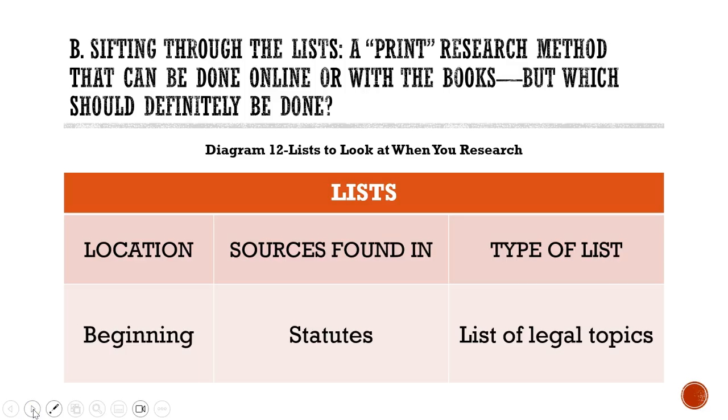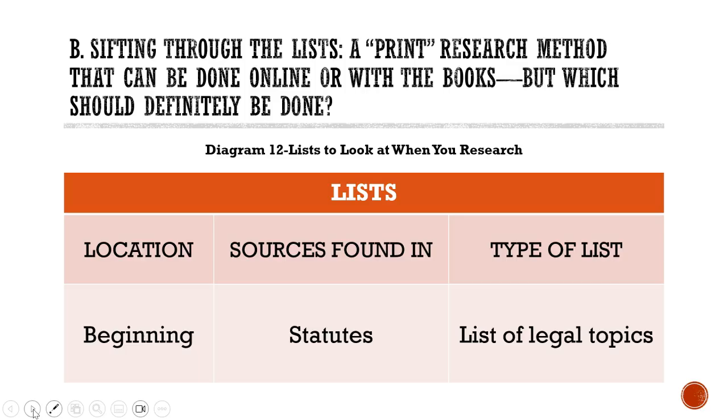All right, now print research methods are awesome. I still love print research methods, but print research is not necessarily out of a book. An online search is still considered a form of print, but it's electronic print. The point is that, whether online or with the books, the location lists you look at when you do your research are really helpful.